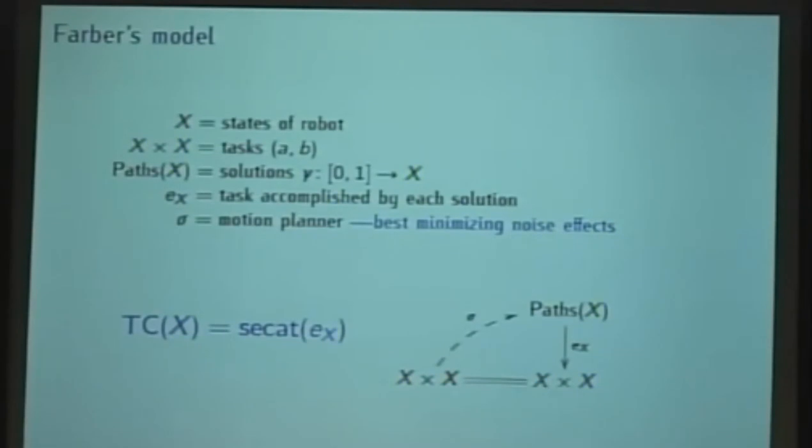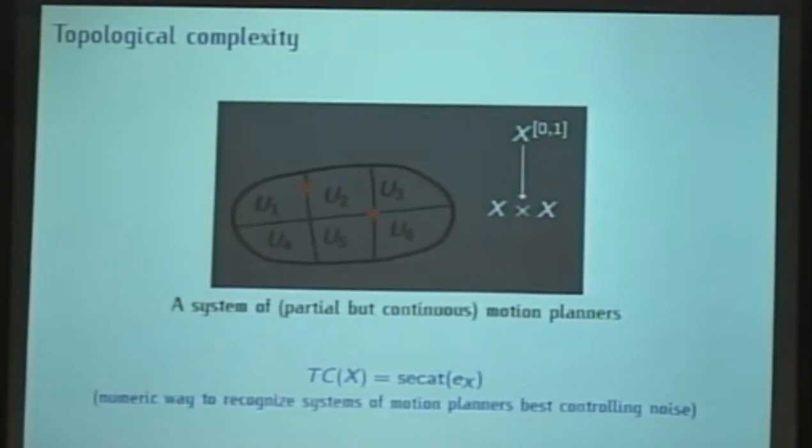So in practice, this is not possible, and we have to deal with this problem in concrete instances. So what Farber proposed is to look at the Schwartz genus of this evaluation map. Just look at the minimal number of open sets where you actually have such a continuous section. So this defines for us a positive integer, TCX, that depends only on the homotopy type of X, that somehow captures this problem provoked by noise.